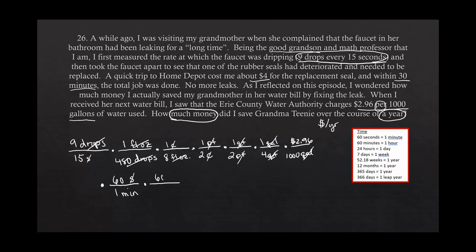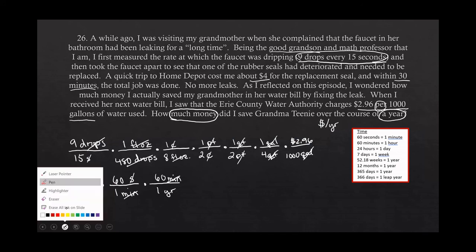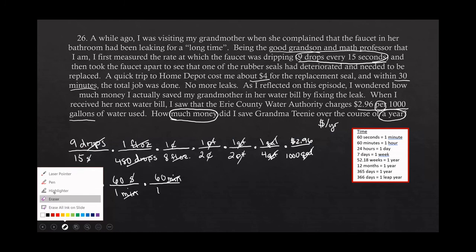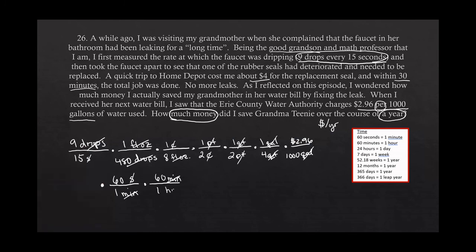We know there are 60 minutes in 1 year, making sure we put the minutes in the top so that we can cancel them out. Or 60 minutes in 1 hour, excuse me. That would be a really short year. Let's fix that. One hour. There we go, much better.